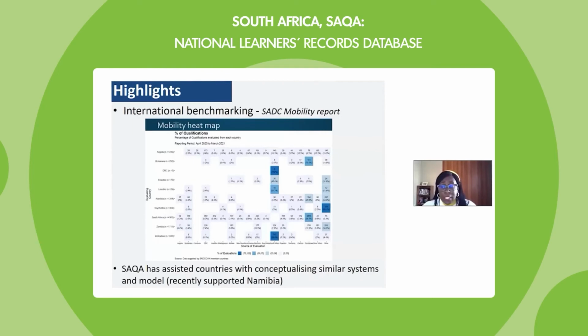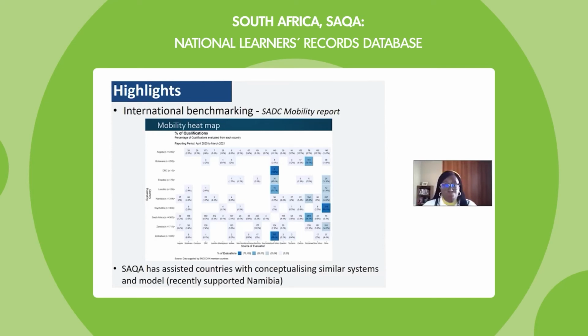We've also conducted international benchmarking analysis for the Southern African Development Community, SADC, over the last 4 years by contributing to and generating a mobility report, which helps us understand the mobility of learners within the SADC region. What you see on the screen here is an example of one of the contents of such reports.